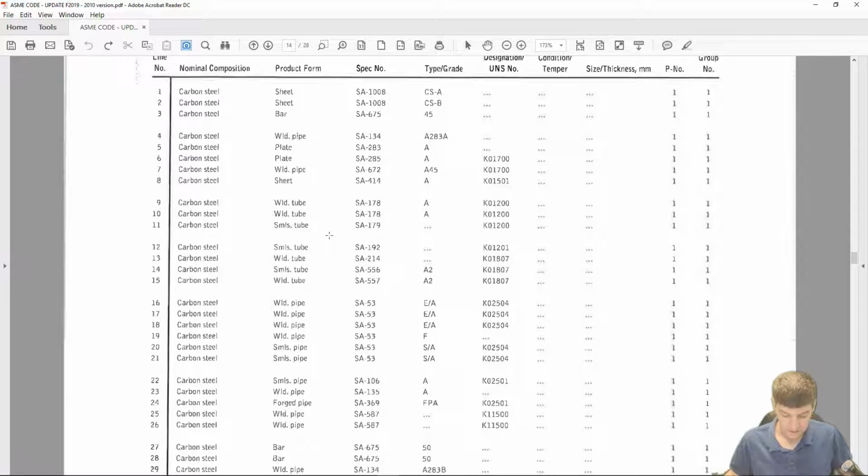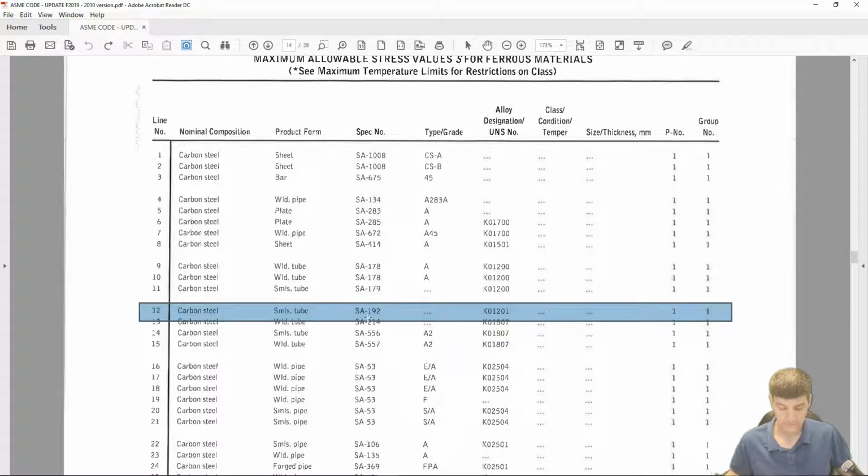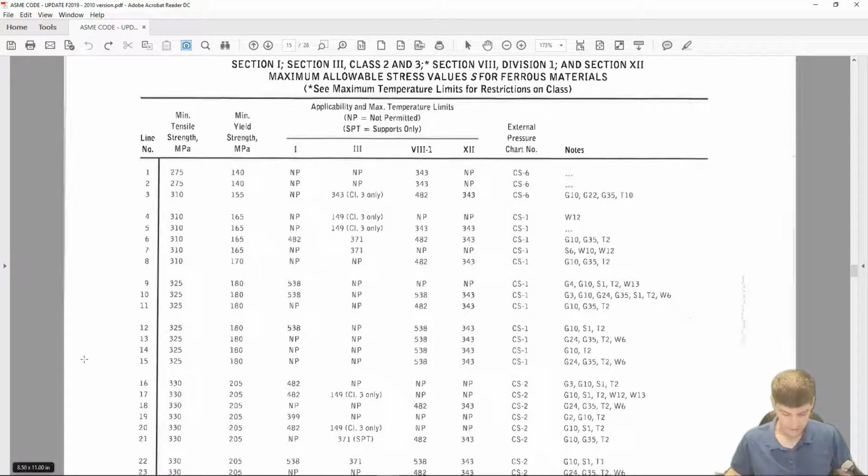However, I was able to find my value on this first set, and it appears to be here. Okay, so SA192, it is a tube, which is a good thing, and it doesn't have any restrictions on the size or thickness. Okay, so I'm going to remember line number 12, and I'm going to then move on to page number 2 of my properties and make sure it's an applicable material.